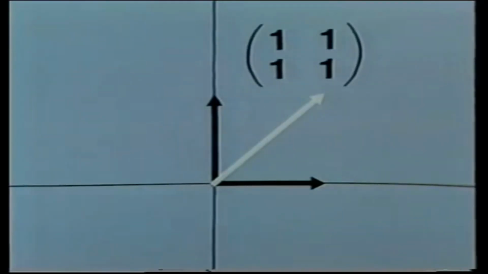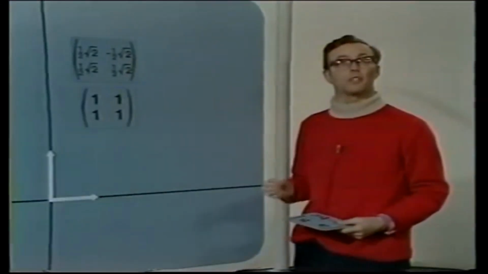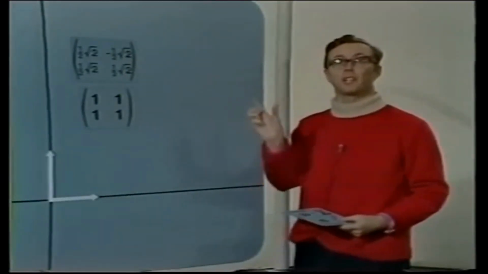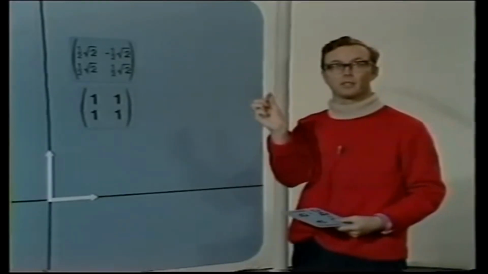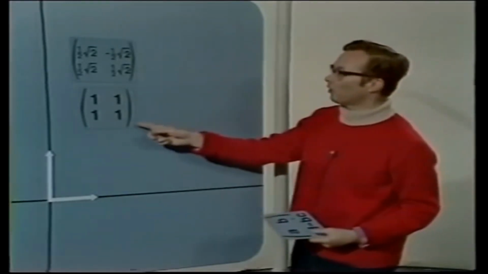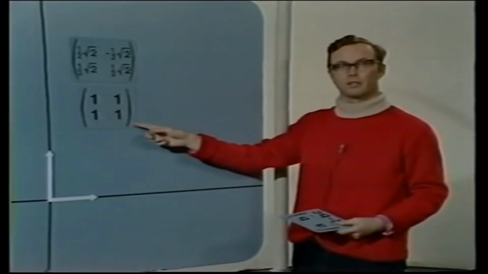Because if there were, would the image vector go back to here or to here? Well, the second transformation didn't have an inverse because it collapsed the basis vectors together. And so the corresponding matrix won't have an inverse either.